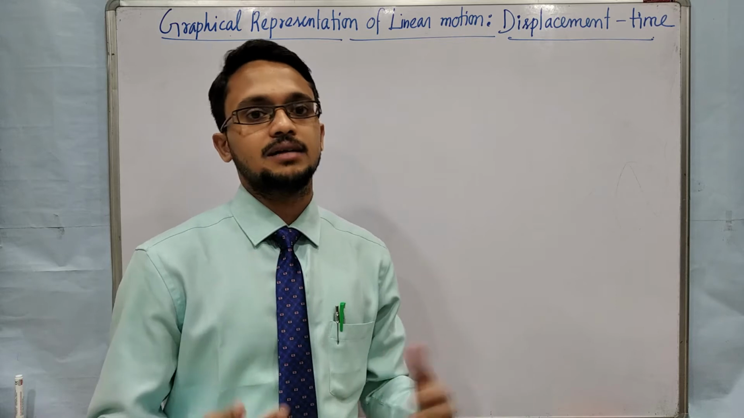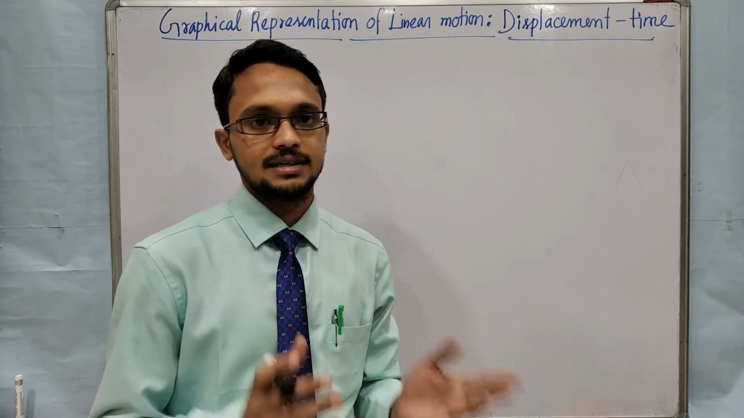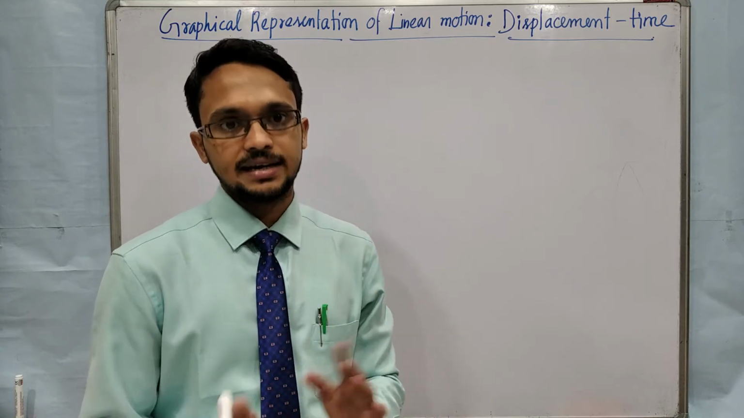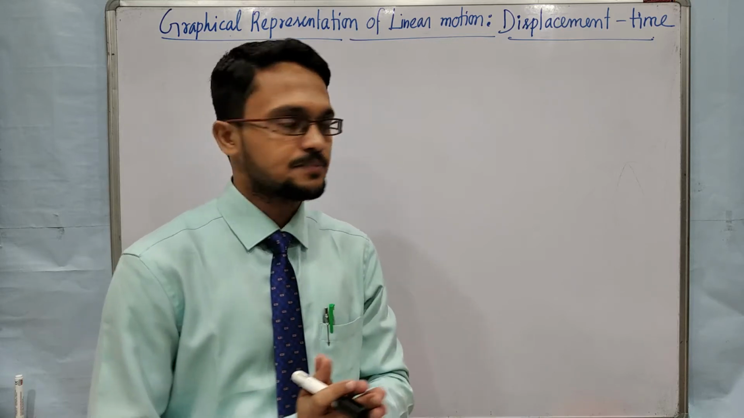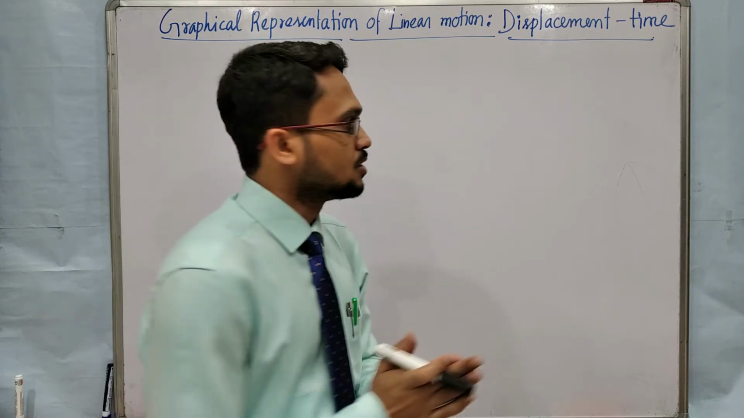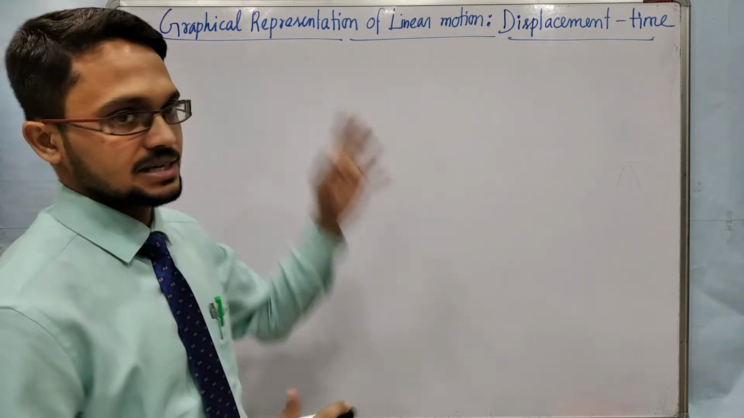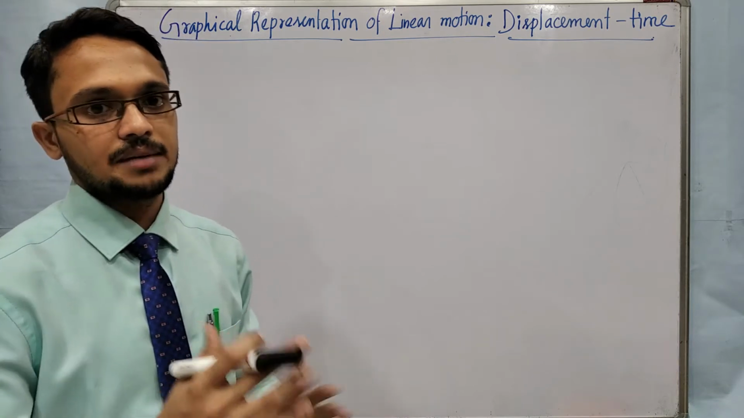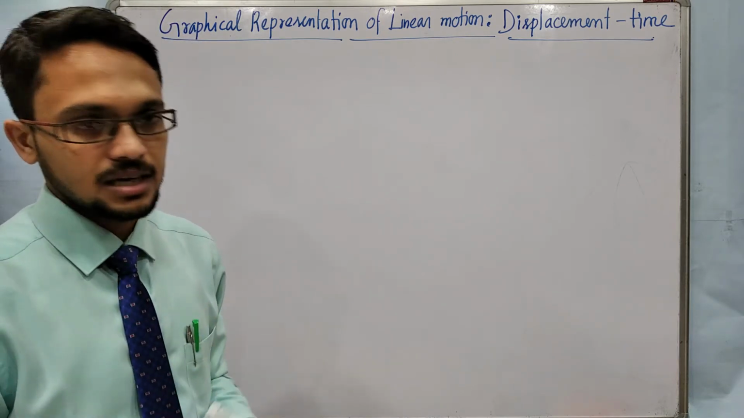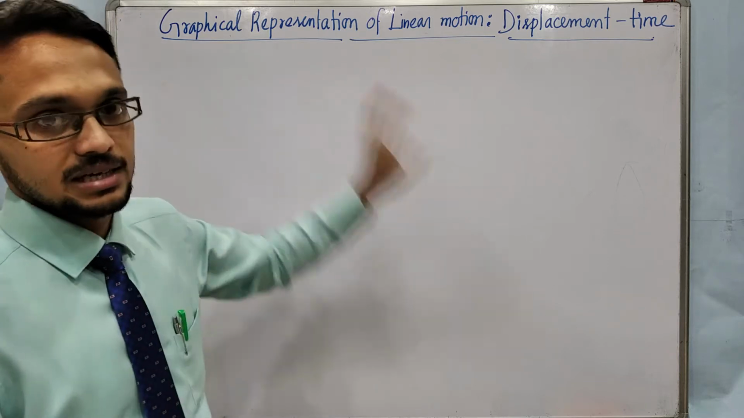Different terms of this motion that we have already discussed, like displacement, distance, velocity, speed, acceleration, retardation. And we have seen small numericals. Today we will discuss the graphical representation. This one dimensional motion can be analyzed and studied properly using graphical representation.